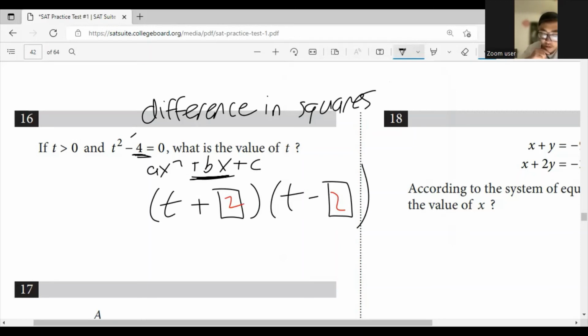All right. And I know that t is greater than 0. So if I figure this out, t is equal to 2 and negative 2. So the answer is going to be 2.